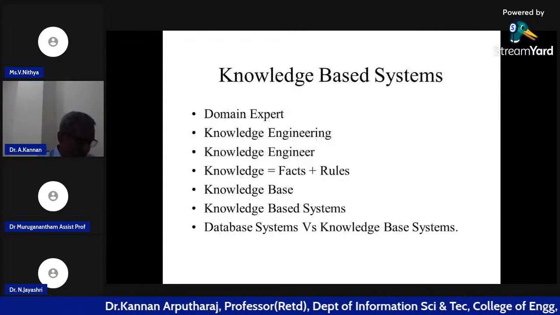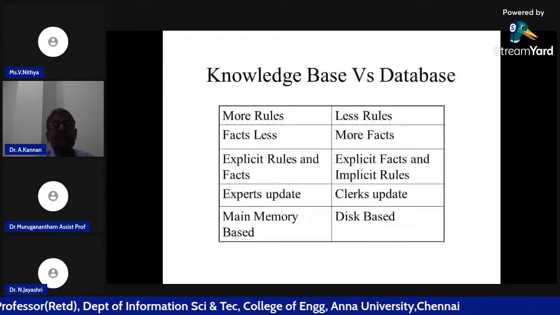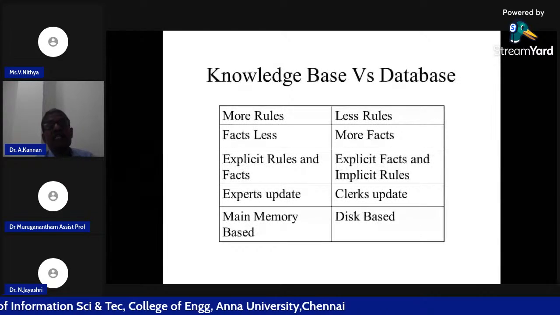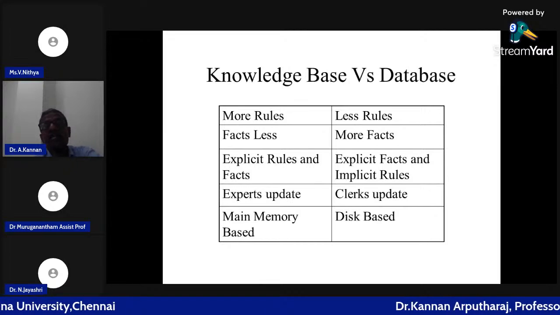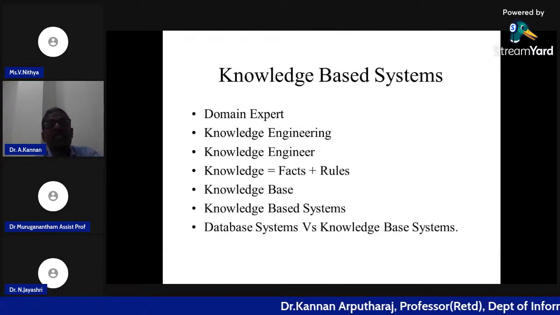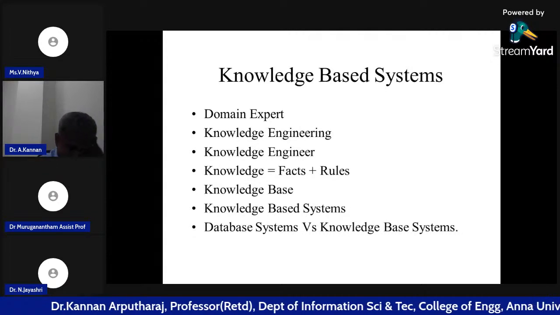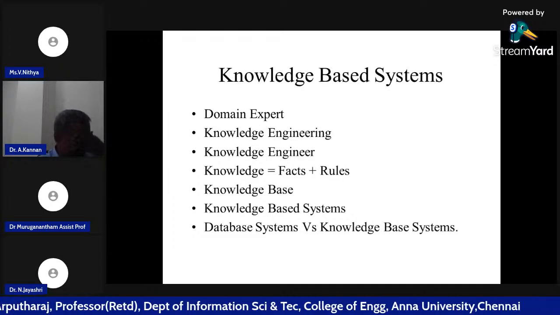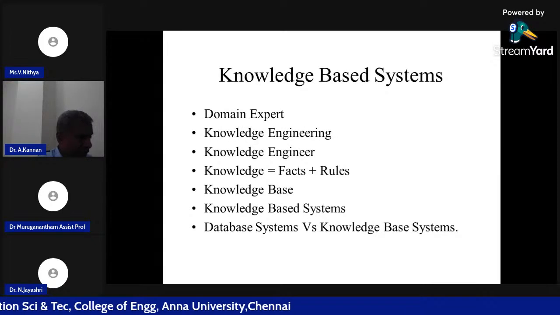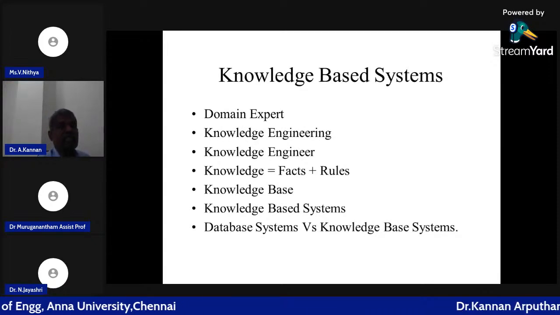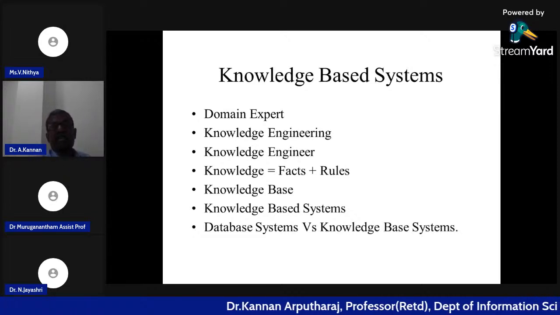There is a difference between knowledge-based systems and database systems. In database systems, a large amount of data will be there, and fewer rules will be there. But in knowledge-based systems, more rules and fewer facts will be there. In a knowledge-based system, we will have a domain expert. For example, if you want to develop an expert system for heart problems, the domain expert is a heart specialist. If you want to develop an expert system for civil engineering applications, let us say house building, the domain expert is a civil engineer. The process of developing a knowledge-based system is called knowledge engineering.